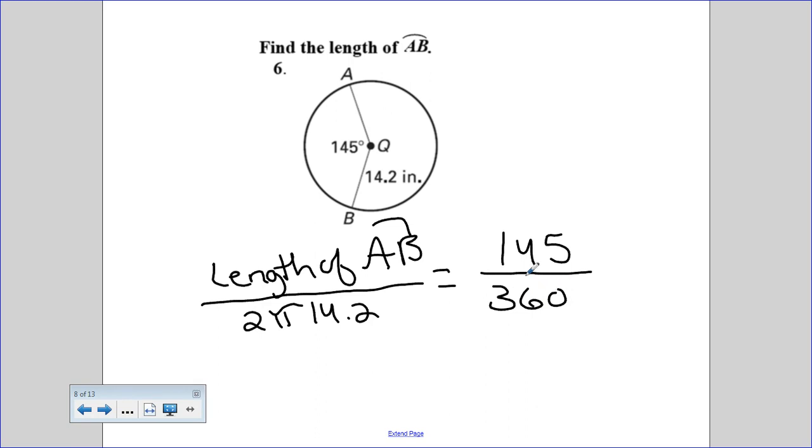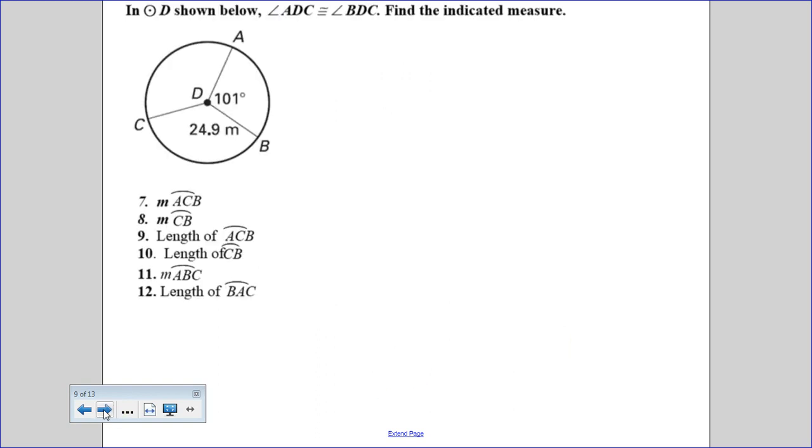All right, so you cross multiply. Right? So if I call this x, I multiply these two and then divide by 360, and I get 35.94 inches. All right, if you want to pause here and answer these on your own, you can. I'll be going through each answer.